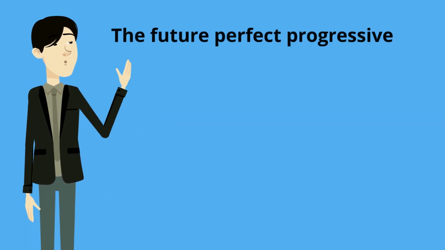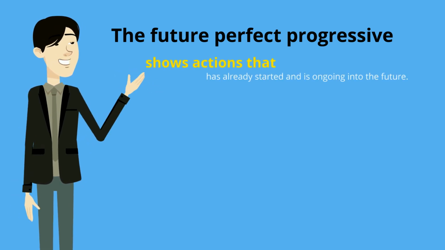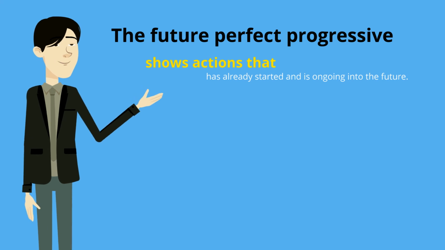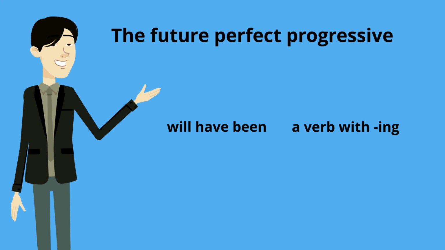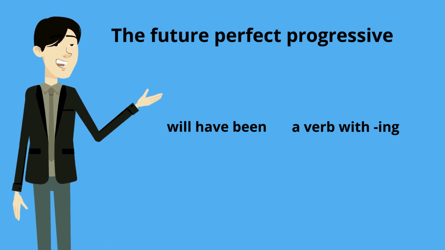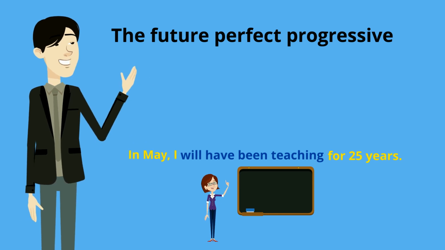The future perfect progressive shows an action that has already started and is ongoing into the future, usually until a certain time shown in the sentence. It's formed by using will have been and a verb with ing. Example: in May, I will have been teaching English for 25 years.